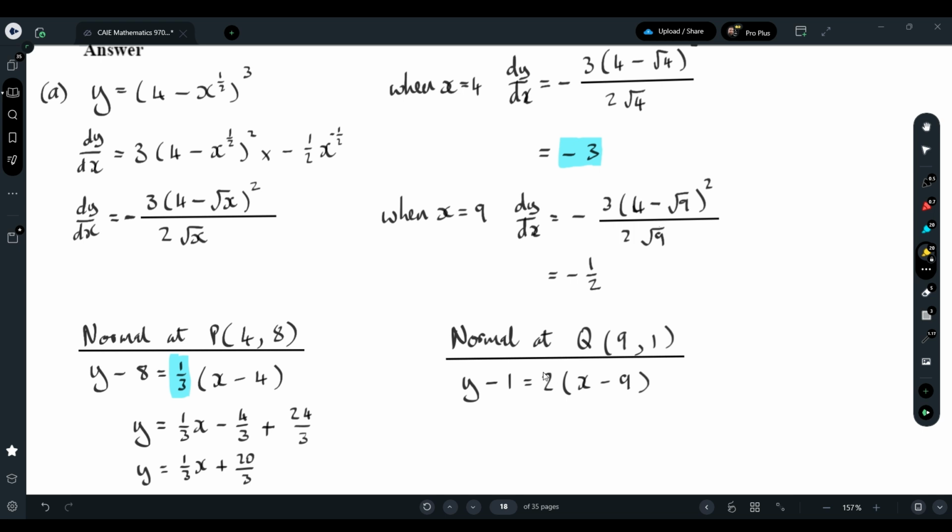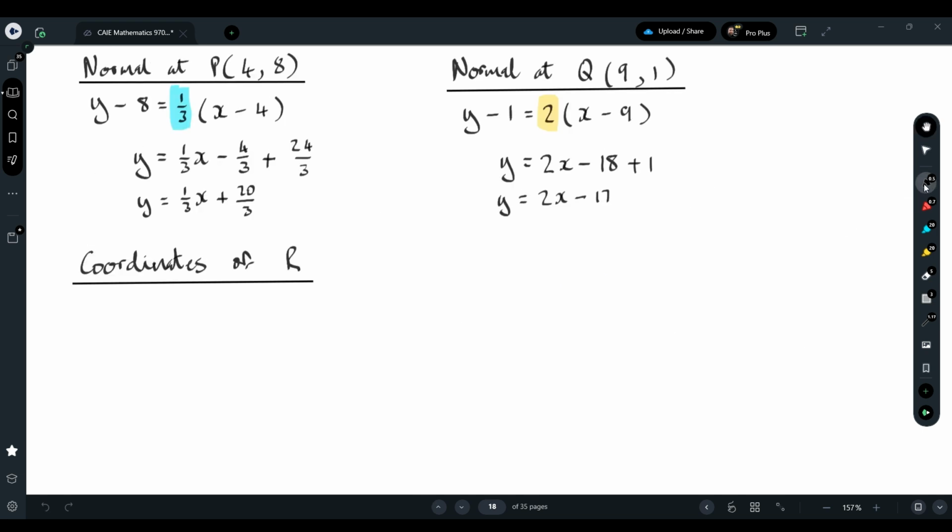And this figure of 2 came from the negative reciprocal of a negative half. So the gradient of the curve is a negative half when x is equal to 9. So the gradient of the normal would be the reciprocal of that, with the sign changed. Then simplifying this all out, getting the equation with y as the subject, we'd end up with y equals 2x minus 18 plus 1. So we plus that 1 to both sides after having distributed the 2 in, and we get it in its final form of y equals 2x minus 17.